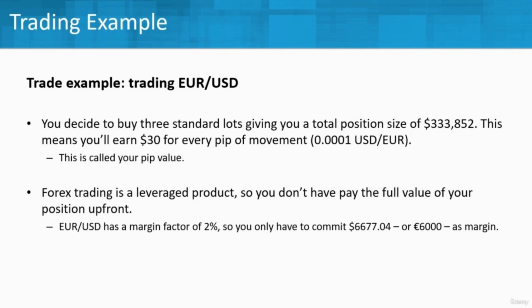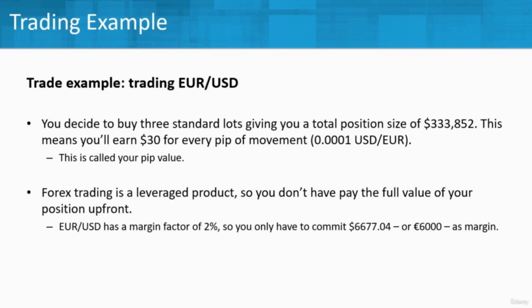We're going to earn the equivalent of $30 for every 1 pip movement, or 0.0001 US dollars, at the 4th decimal point. This is called your pip value, by the way. So we have exposure to quite a bit of money, and every pip is going to be worth $30 to us.